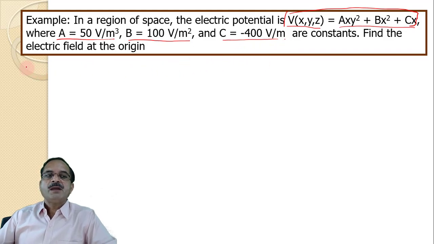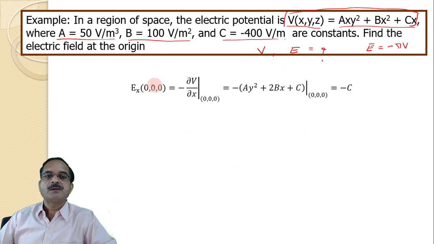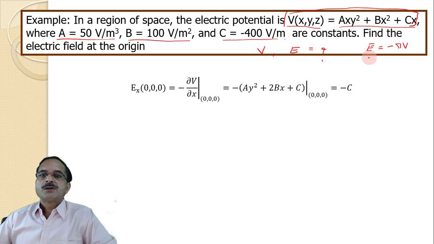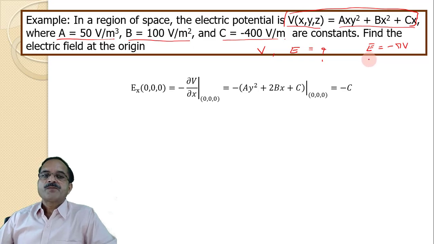So what is given here is V. Expression for V is given, and we are asked to find out what is the electric field in the given region. So just now we have seen the relationship between E and V. So E is equal to negative gradient of V. So we can make use of this equation and find out E here. So this E will have three components. dV by dx, that will be the x component of E.